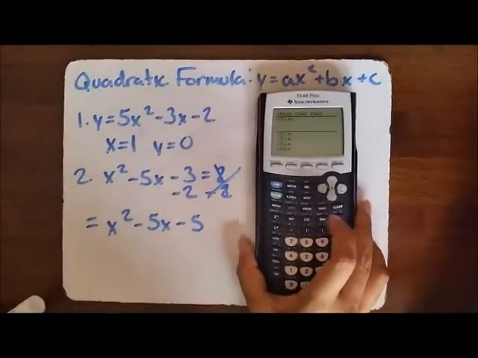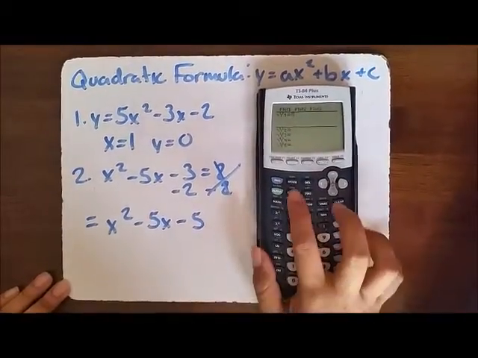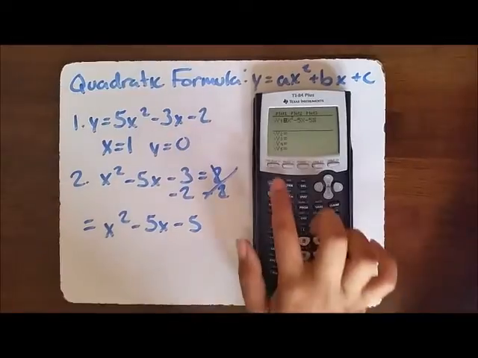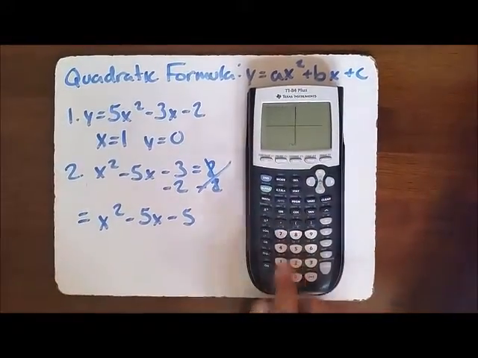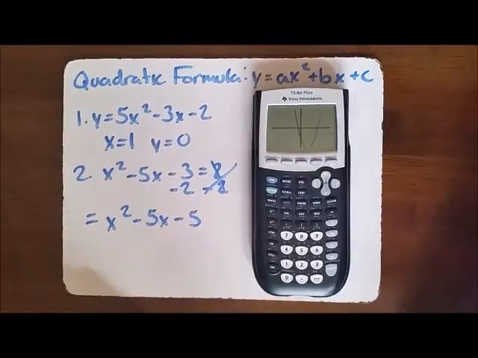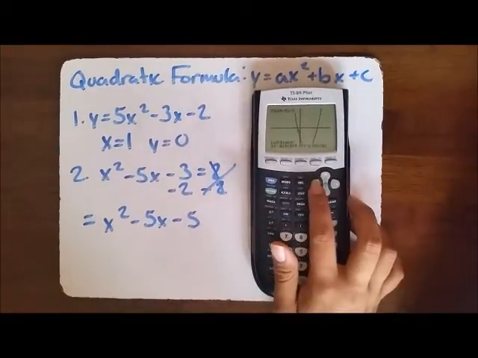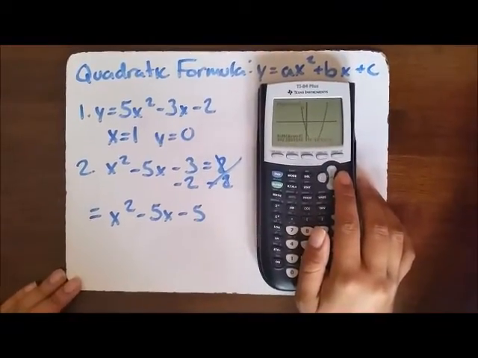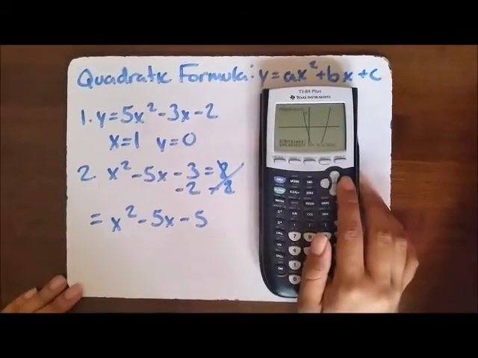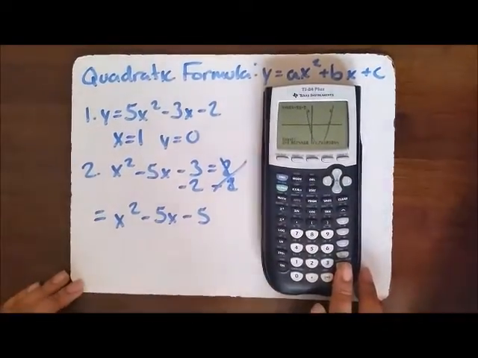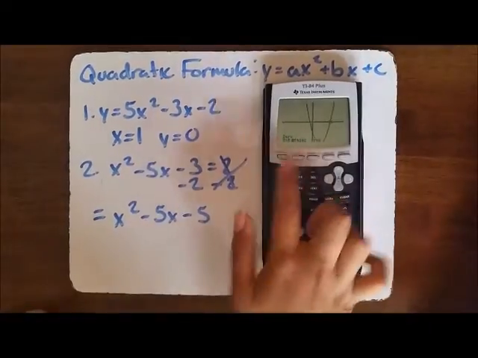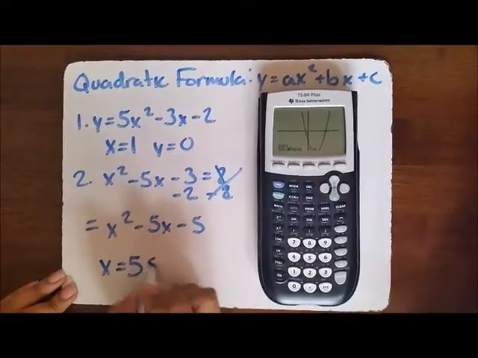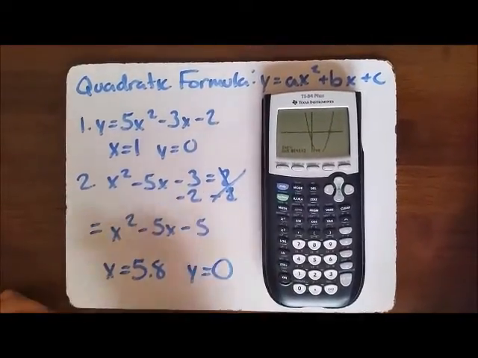Then you would do the same thing on the calculator, go to y equals and type this in. Second, trace, then 2. And go to the x-axis, enter. Enter. Enter again. Then that should be the answer. And to round it up, we'll say x equals 5.8 and y equals 0.